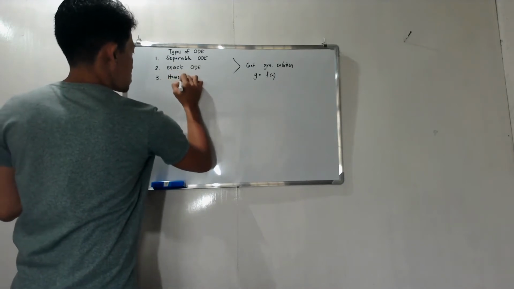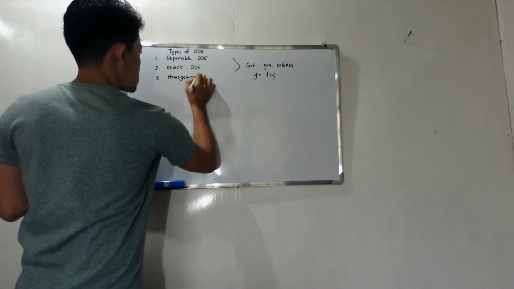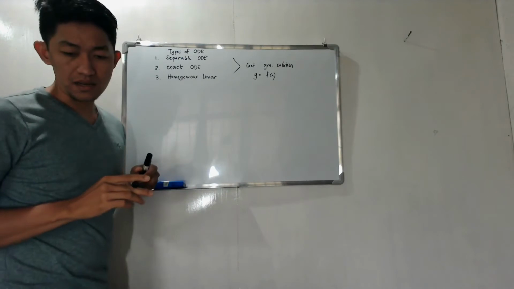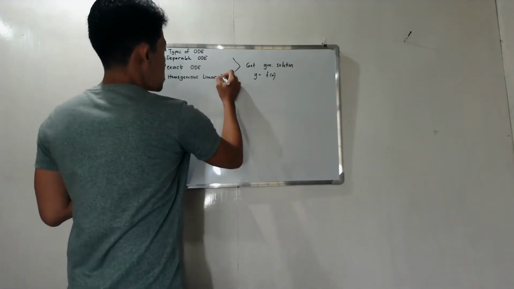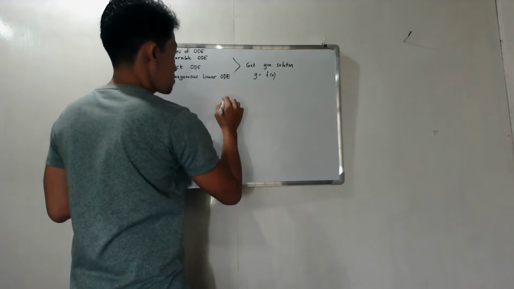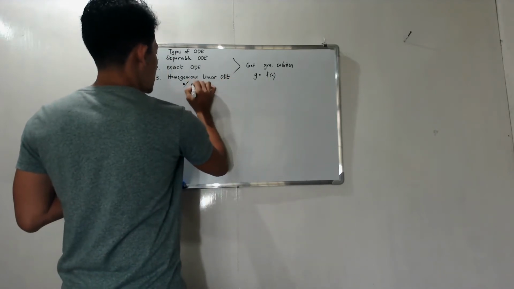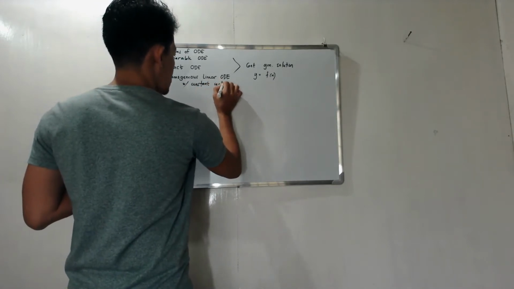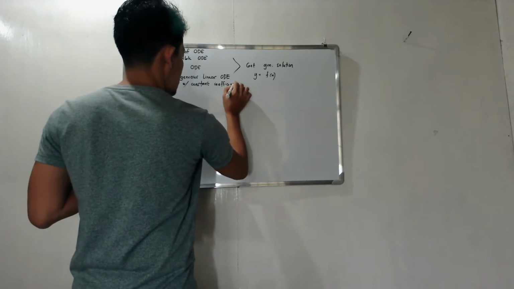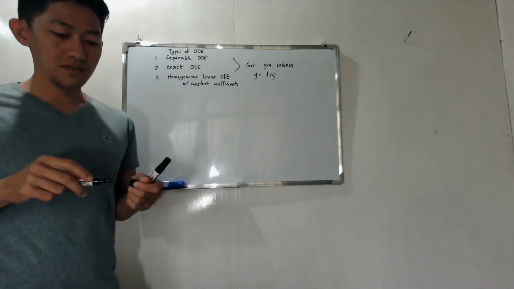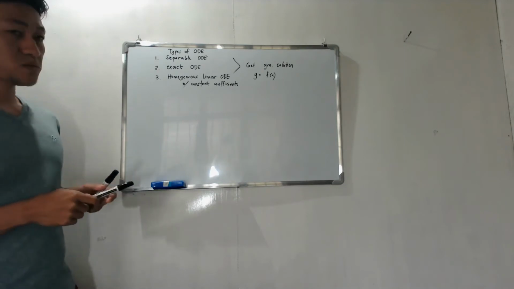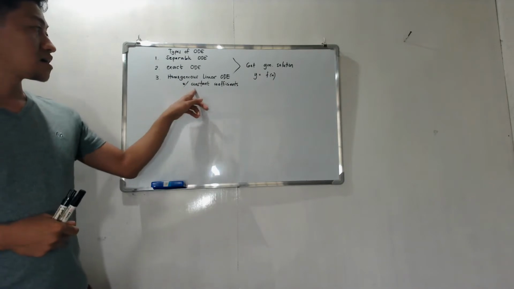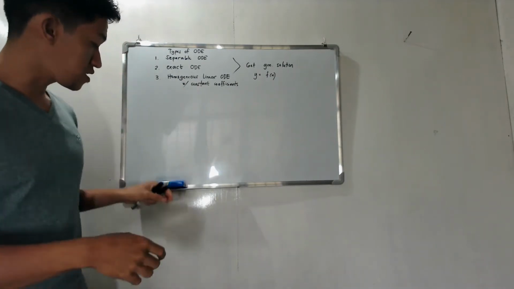homogeneous linear ordinary differential equation with constant coefficients. Okay? So medyo mahaba yung kanyang pangalan. So we will discuss one by one what is homogeneous, what is linear, and what is having a constant coefficient.